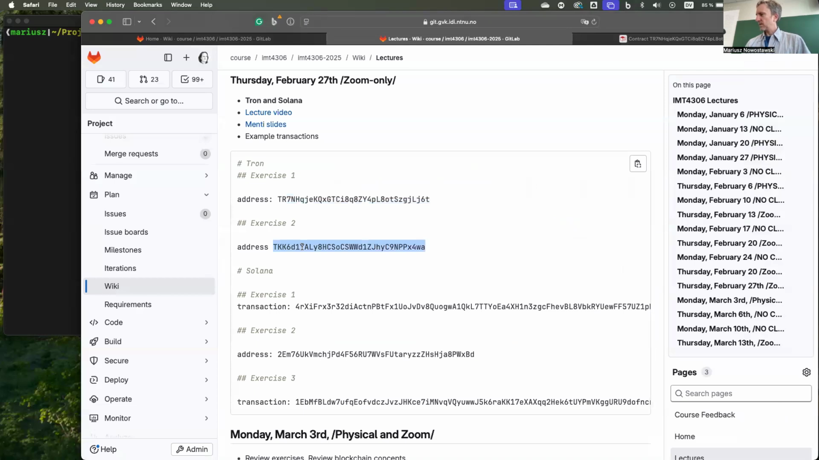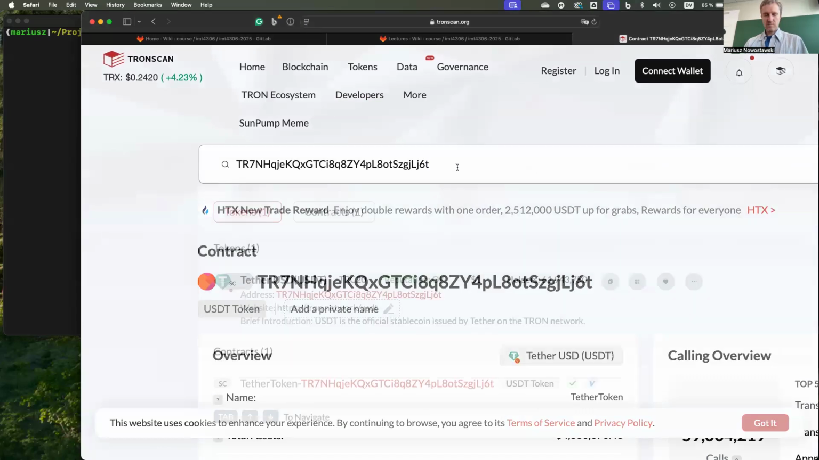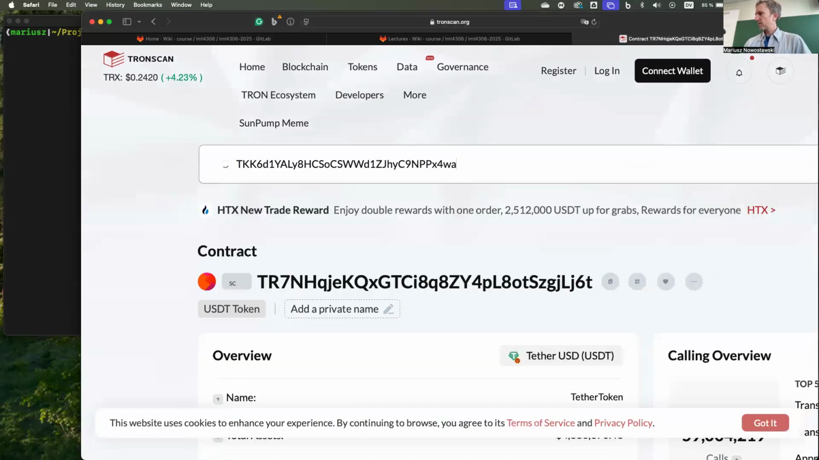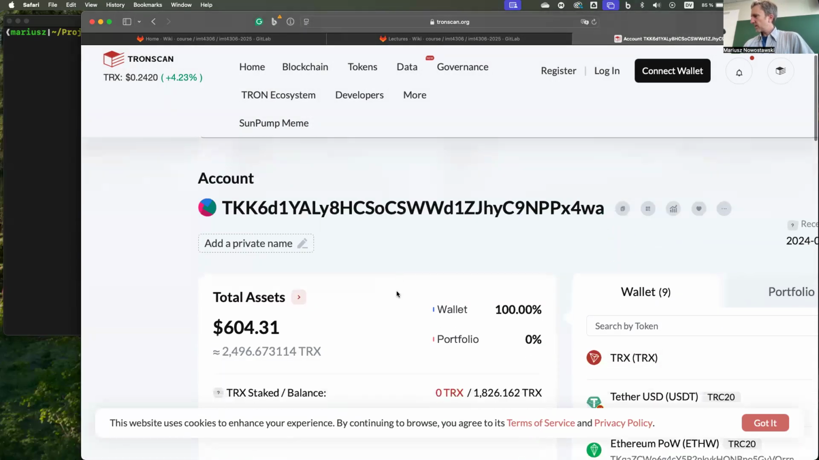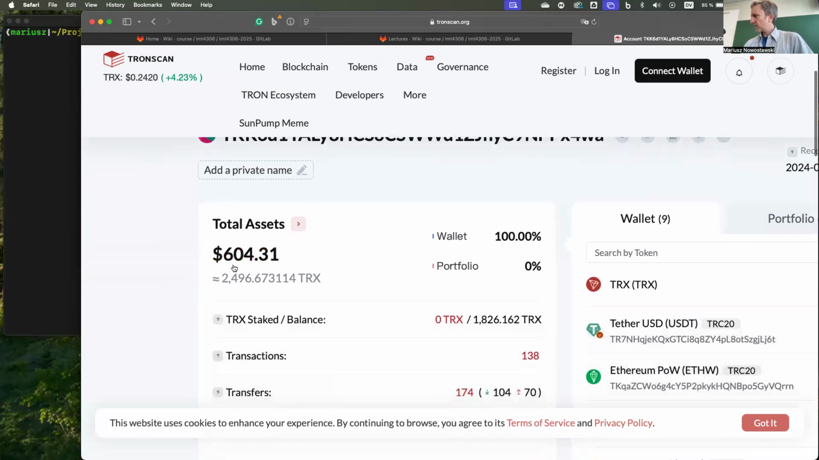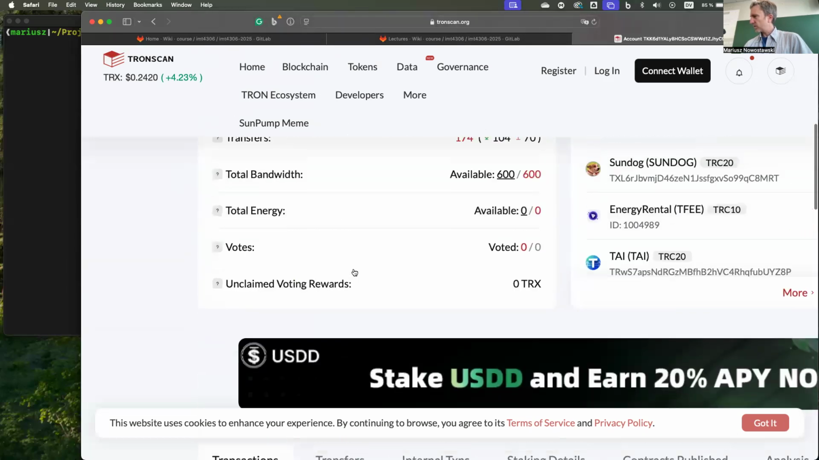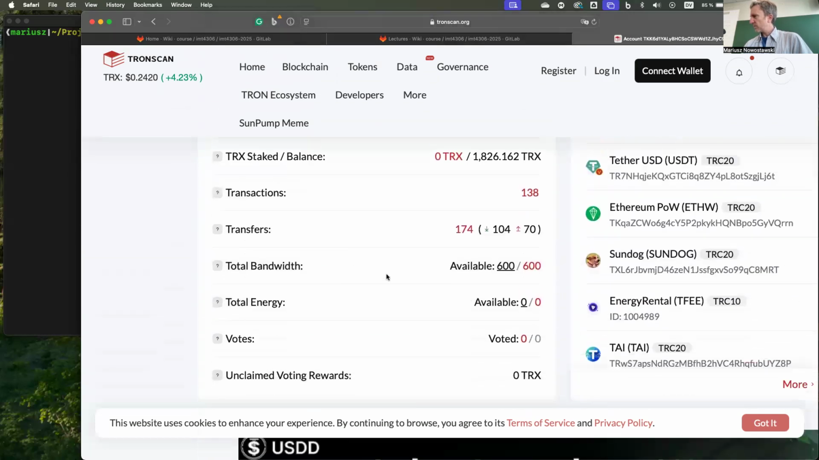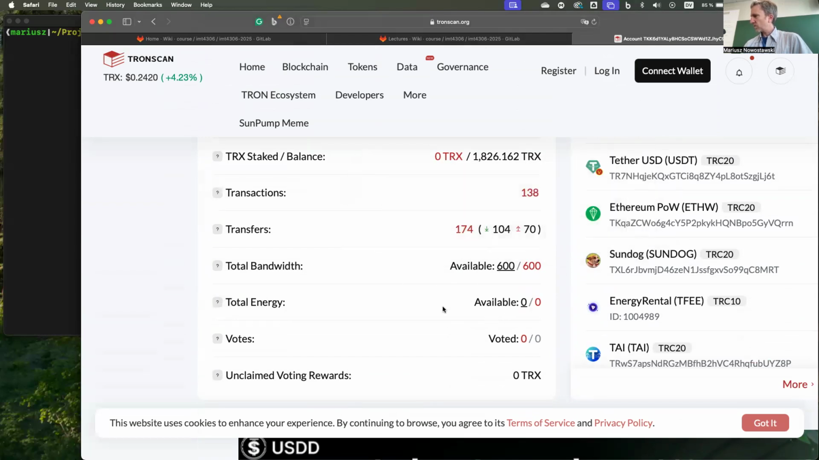All right, let's see the second one, also on Tron. So we will check it out. And we see that its total assets is $604. And the question was, what was it and where the money came from? So the total bandwidth is 600 still available, but energy was not locked.